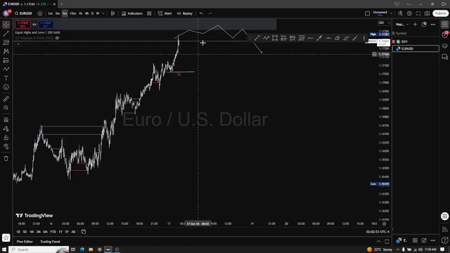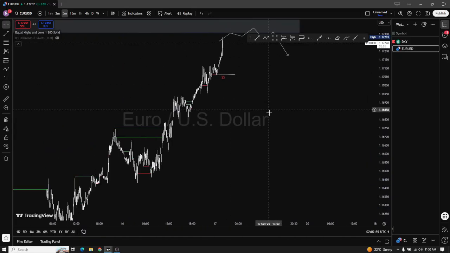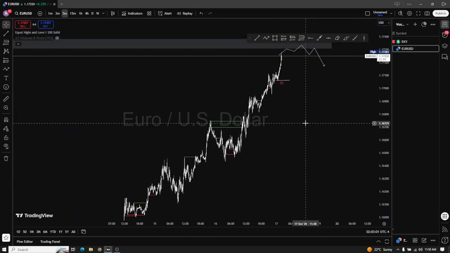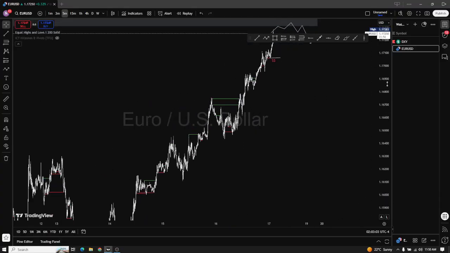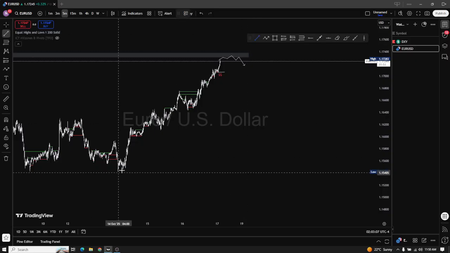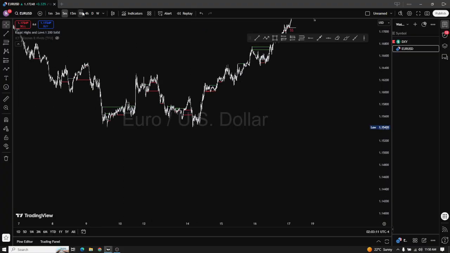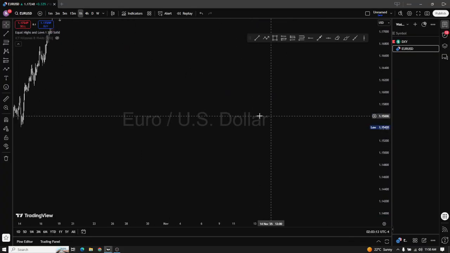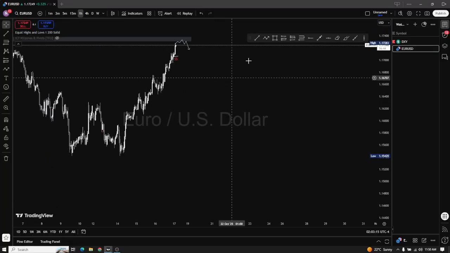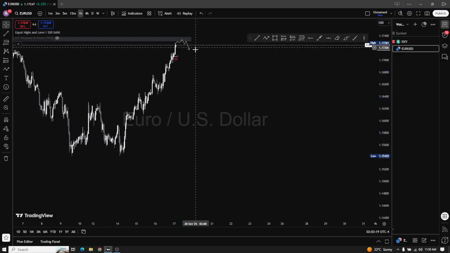If we see some sort of SMT divergence with the market structure shift, trust me guys, it's going to be the best trade setup that you can ever find in the market. So we can hunt down all this liquidity, and there was also all this liquidity. You can also see on the 1 hour time frame, the market has been respecting this bullish trend line. It's going to be the best trade setup.